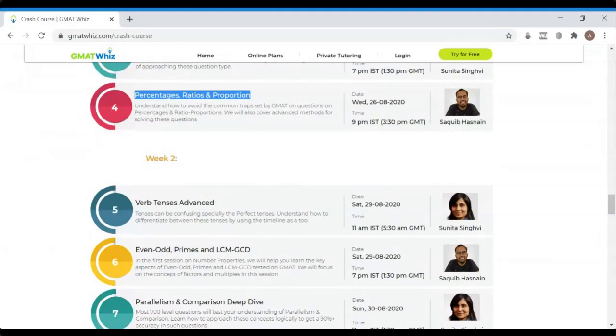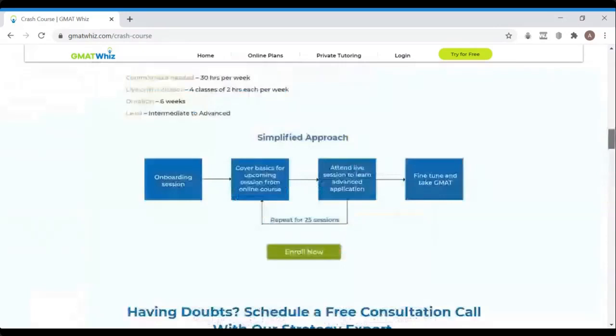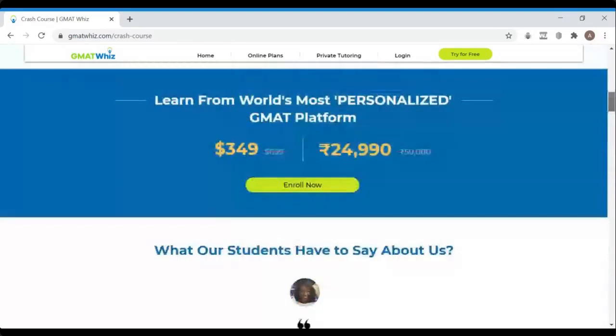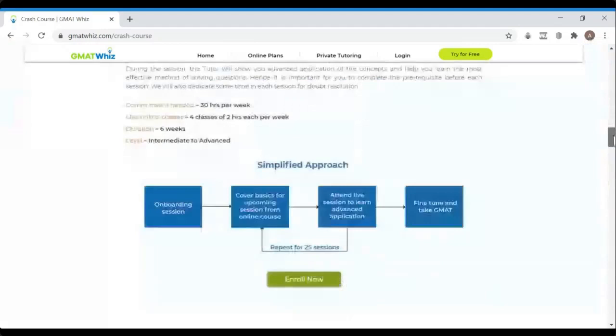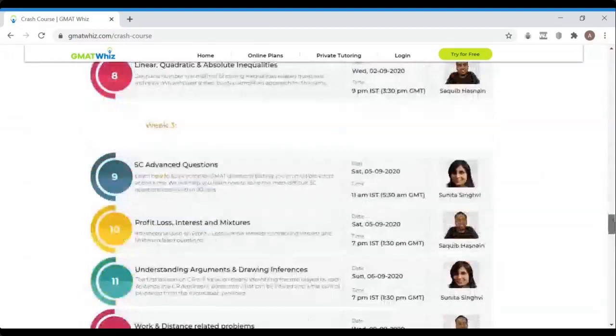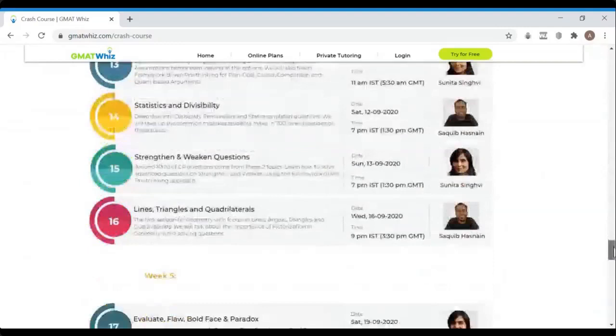It's almost a very good option for people who want private tutoring but cannot afford it because of the cost. It's a very optimal cost, not too much, and you are getting 50 hours of classes. As you can see, everything from SC to CR is getting covered properly. And in quant, everything is there in much more detail.